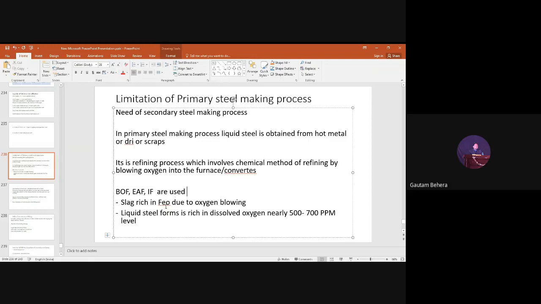So slag will be rich in FeO, iron oxide, due to oxygen blowing, because we are blowing oxygen. It doesn't mean that only the impurities will get oxidized. Some amount of iron will get oxidized. It will form FeO, and FeO is an oxide, so it will move to the slag phase. So slag will be rich in FeO during the steel making process. And sometimes we also intentionally add iron oxides so that it will form slag rich in FeO, right?